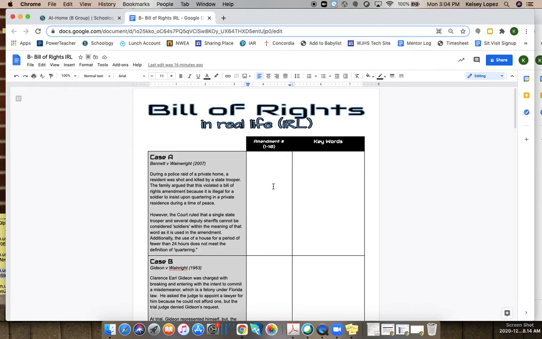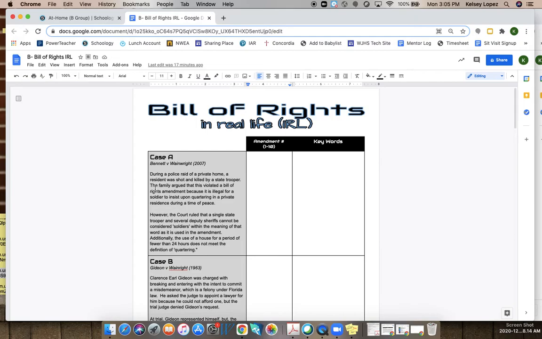So the first case is my example to start you off. It is titled Bennett versus Wainwright. This happened in 2007. So here's the description. During a police raid of a private home, a resident was shot and killed by a state trooper. The family argued that this violated a Bill of Rights amendment because it is illegal for a soldier to insist upon quartering in a private residence during a time of peace. However, the court ruled that a single state trooper and several deputy sheriffs cannot be considered soldiers within the meaning of that word as it is used in the amendment. Additionally, the use of the house for a period of fewer than 24 hours does not meet the definition of quartering.